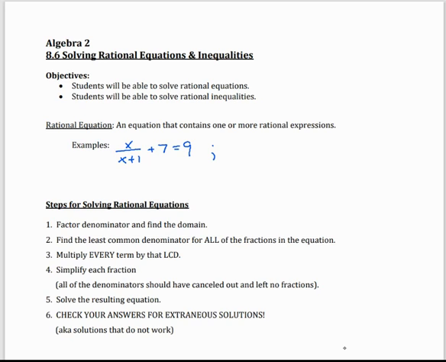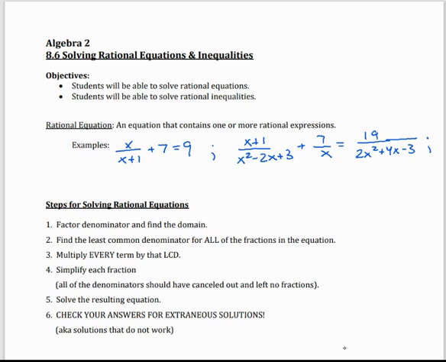We could have something more elaborate like (x plus 1) over (x squared minus 2x plus 3), plus 7 over x, equals 19 over (2x squared plus 4x minus 3). Again, more elaborate, we have multiple rational expressions, but it's still an equation.